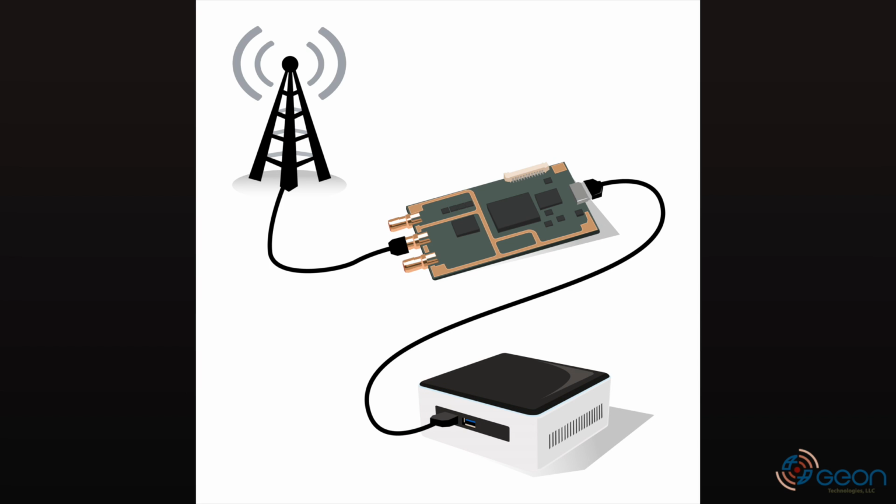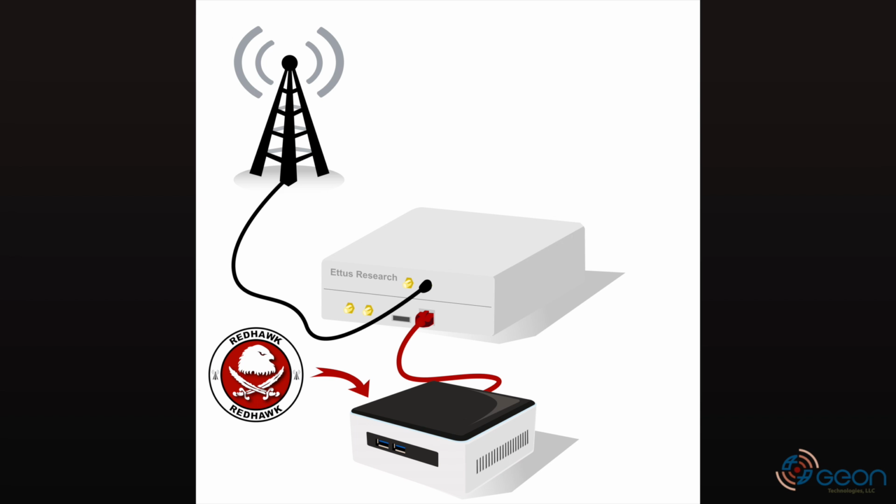Now, unlike the E310 from our previous demo, the B205mini requires the RedHawk node and device to run on a host system, which then interacts with the USRP using the Ettus UHD driver. So in that way, it's like the N210.